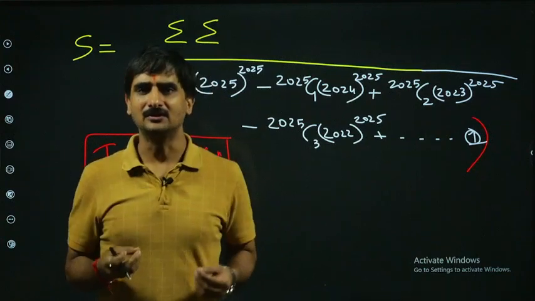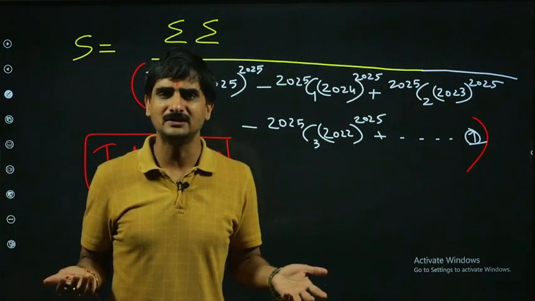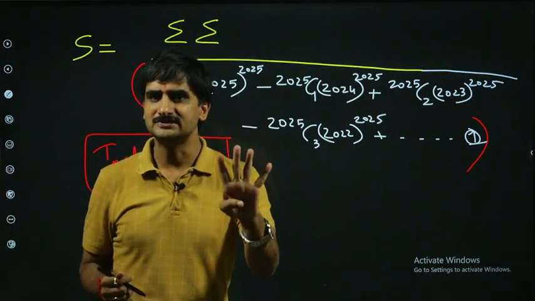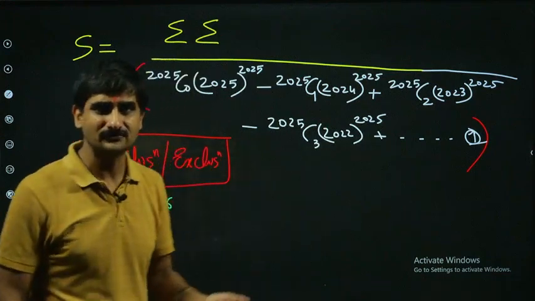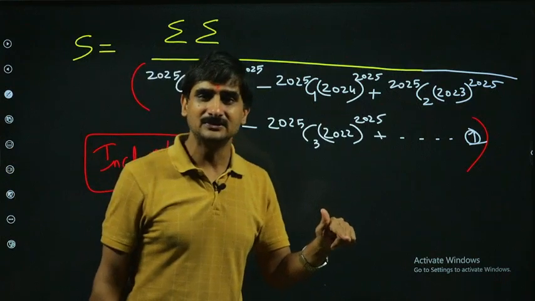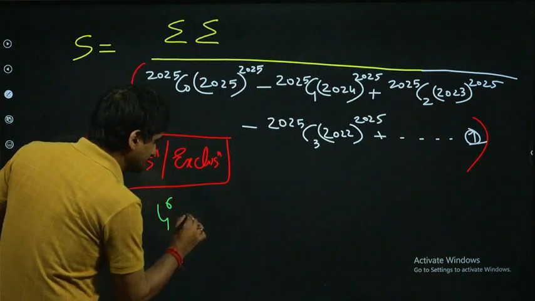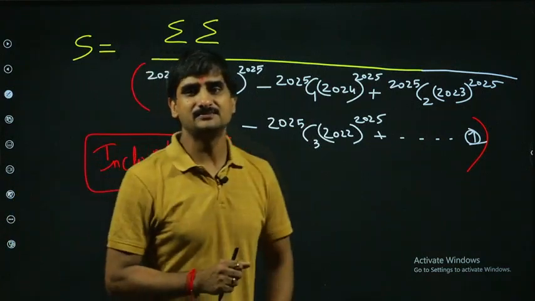You pick up another ball. Again, you have 4 boxes. There is no restriction. So all possible ways are how many? For every ball, you have 4 choices. So 4 into 4 into 4, 4 raised to the power 6. But we need the case when no box is empty. So we included everything. Now we will exclude those cases when at least one box is empty.